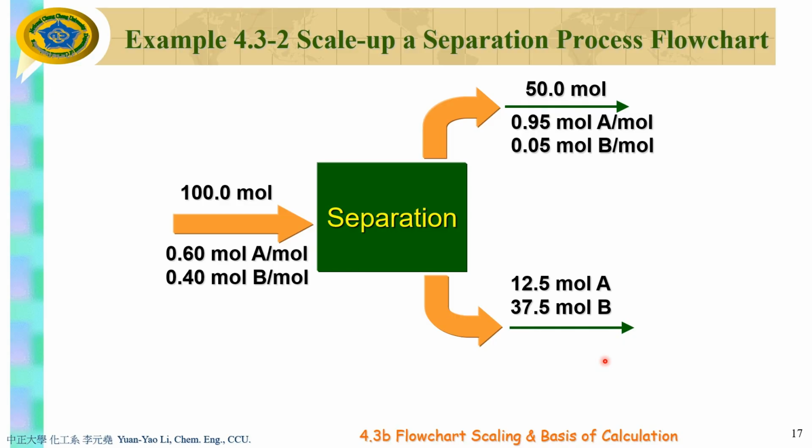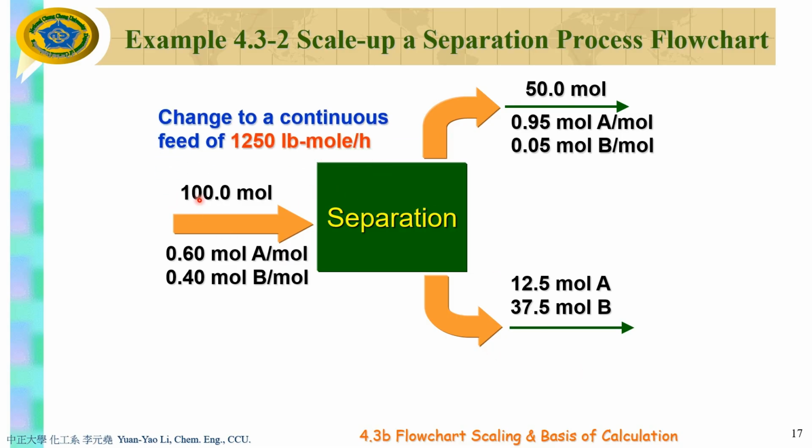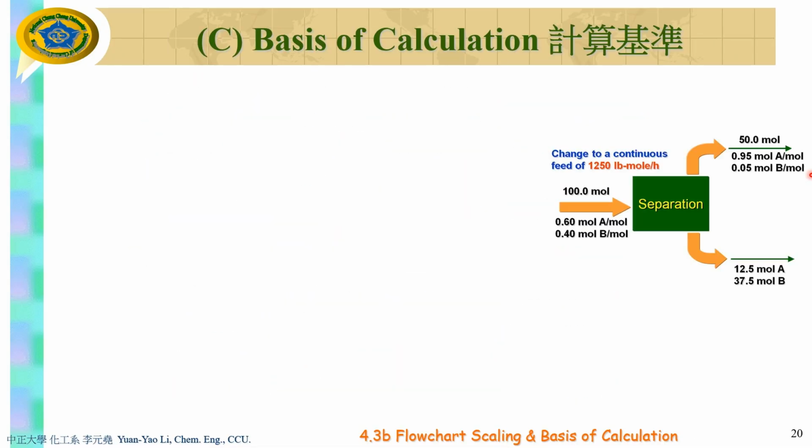So let me see the scale of a separation process flow chart. This is another exercise, 4.3-2. I think I want to skip this one. Can you change this from 100 moles to become 1250 pound moles per hour? Can you do that? Yes. From gram mole to pound mole, from a batch process to a continuous process. So please practice this by yourself.